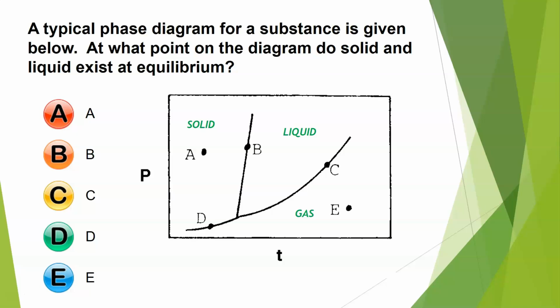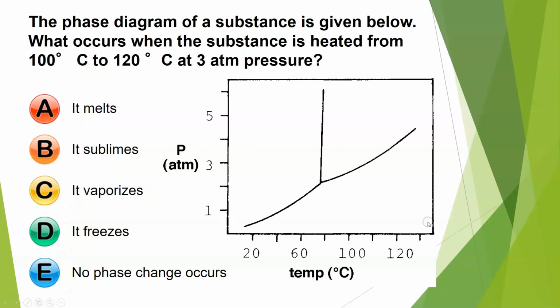That means that that's where the melting is occurring. Remember from our heating and cooling curves that melting, we have both phases simultaneously. So I'm looking for the boundary between solid and liquid right there. Point B is on that boundary. Anywhere on this line, you're going to have both phases. All right, let's try the next one.